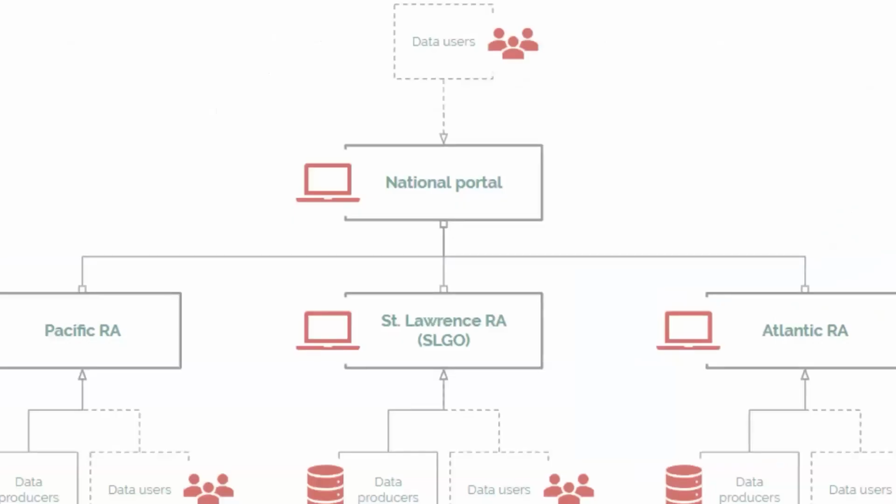Just a little note on how CIOOS works. Basically, all 3 regional organizations communicate with data producers to process their data, and then it's all harvested by our national portal. So all the data that you will find in each of the regional associations, SLGO, Pacific, and Atlantic, will be found in the CIOOS catalog, basically.